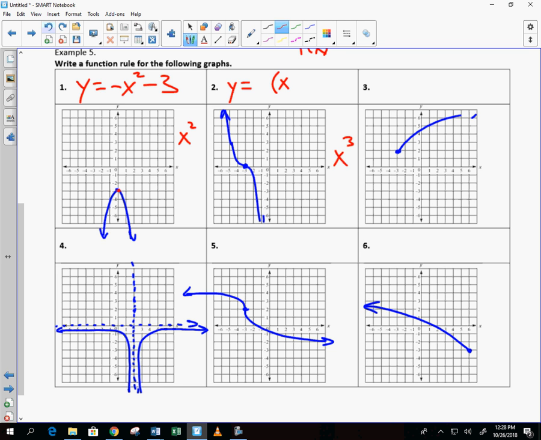Since it's horizontal, it will be on the inside, x plus 3, and we'll cube that thing. And then we do have a vertical flip, don't we? So we'll stick the negative on the outside. Okay. We look to the next one.